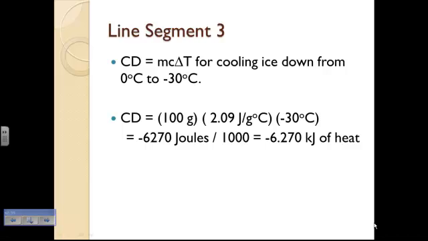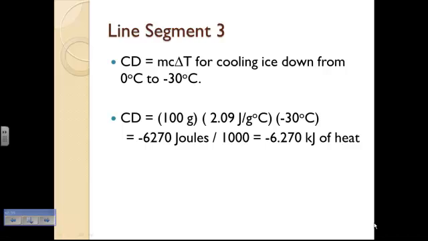What does your calculator say? Mine says negative 6270 joules. I remember when I add, I'm going to put everything into kilojoules, so I'll take care of that conversion right now. I'm going to divide by 1,000 and record your answer as negative 6.270 kJ of heat.